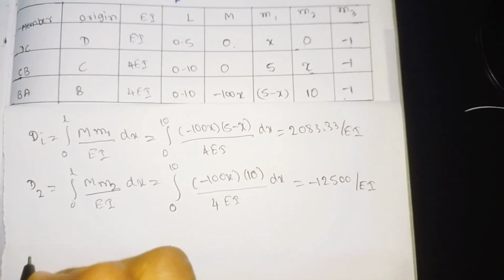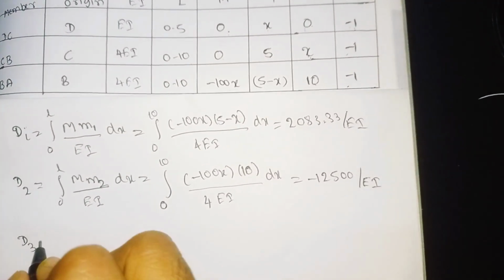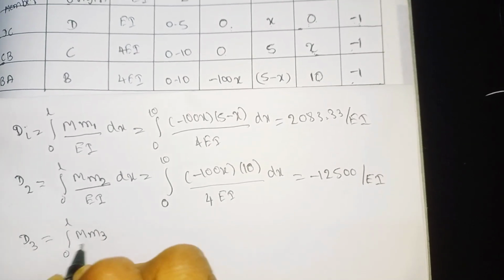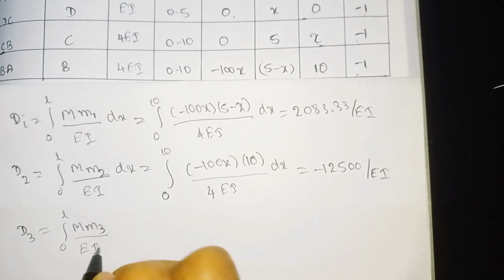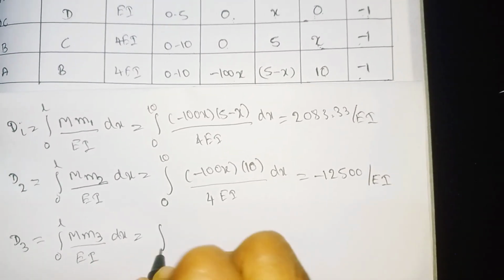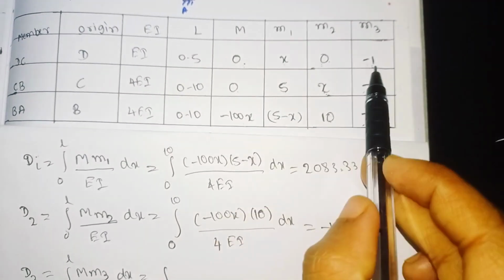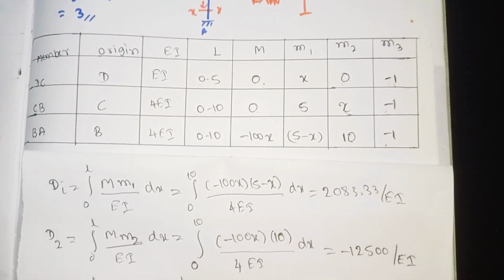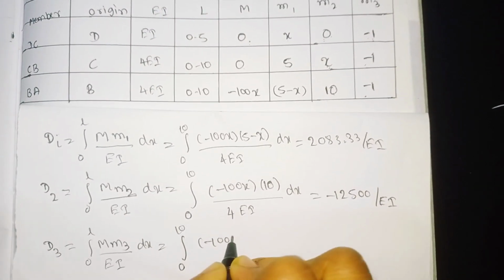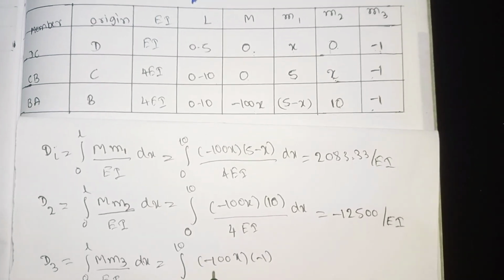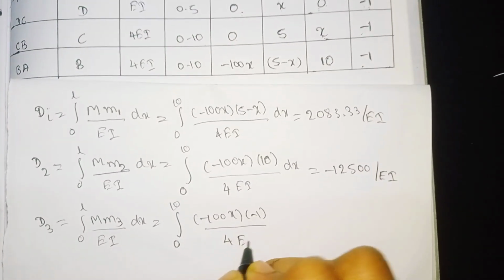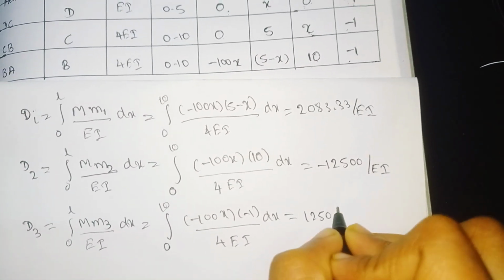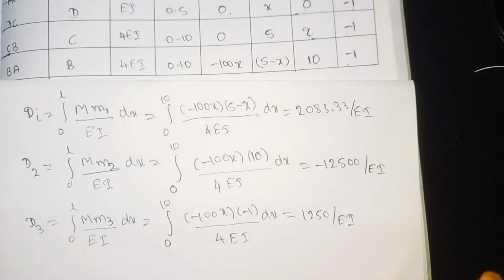Similarly, solve for D3. D3 is equal to the integration from 0 to L of M times m3, the moment for coordinate number 3, divided by EI, dx. For DC and CB we have 0, so there is no need to calculate. For BA we will integrate from 0 to 10 of (minus 100x) times (minus 1 divided by 4) EI dx. Solve it, and our D3 value will come out as 1250 divided by EI.